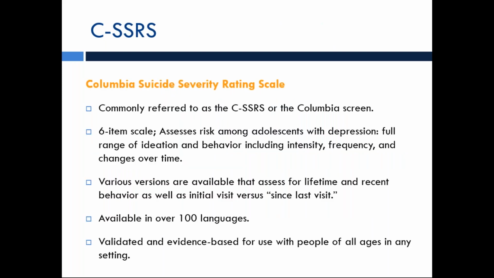As I was saying, the Columbia Suicide Severity Rating Scale is commonly referred to as the C-SSRS or the Columbia Screen. It's a 6-item scale, and it assesses risk among adolescents with depression. Unfortunately, it's not sufficient to only ask that last question of the PHQ-9 about that passive suicidal ideation about wishing to be dead. This gets the full range of ideation and behavior, including intensity, frequency, and changes over time.